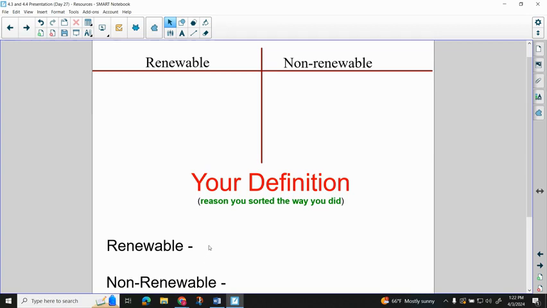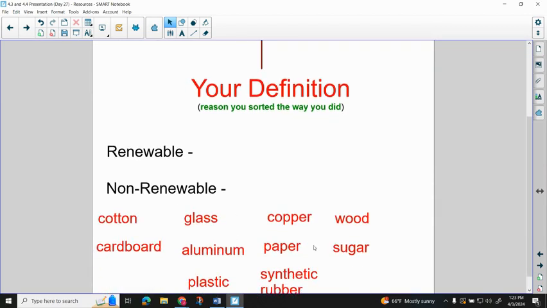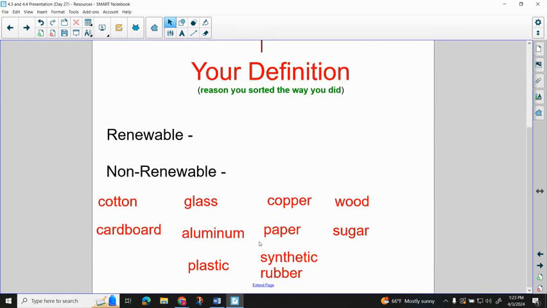I want you to write this out, and we'll discuss what we came up with as groups, and we will refine our definition to make sure that we have the right way to separate them out. Please don't look this up. I want you to talk to each other and use your prior knowledge to come up with what is renewable, what is non-renewable, and you're going to place these items into those categories.